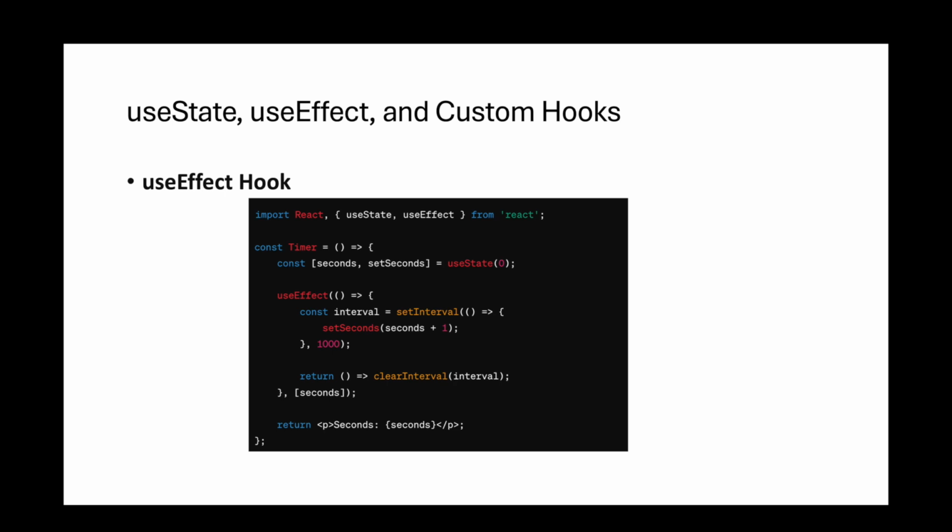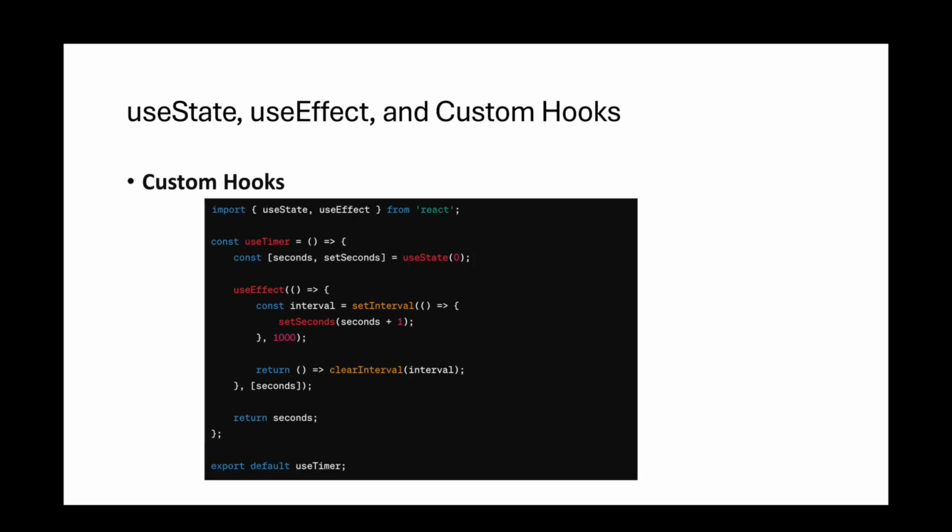Example: import React, { useState, useEffect } from 'react'; const Timer = () => { const [seconds, setSeconds] = useState(0); useEffect(() => { const interval = setInterval(() => setSeconds(seconds + 1), 1000); return () => clearInterval(interval); }); return <p>{seconds}</p> }.